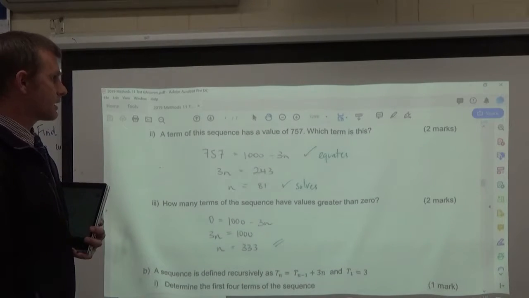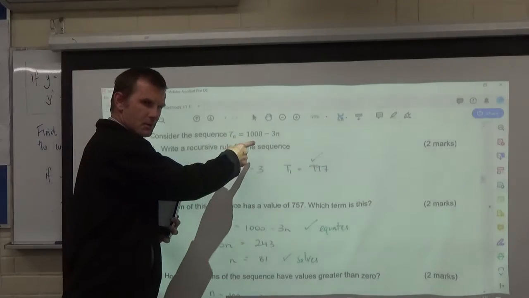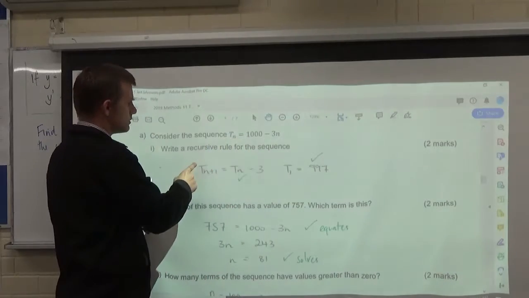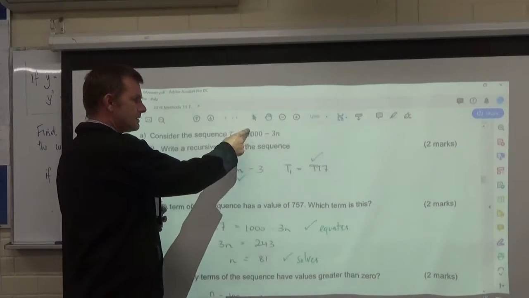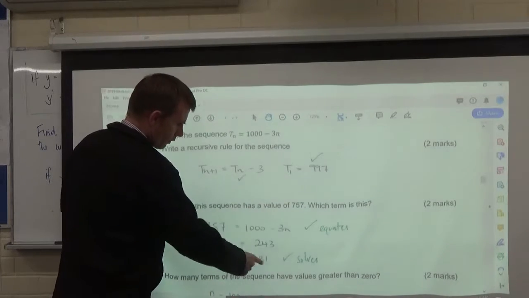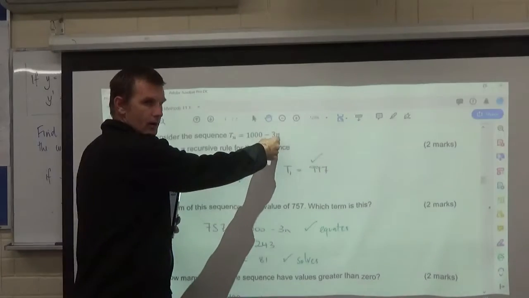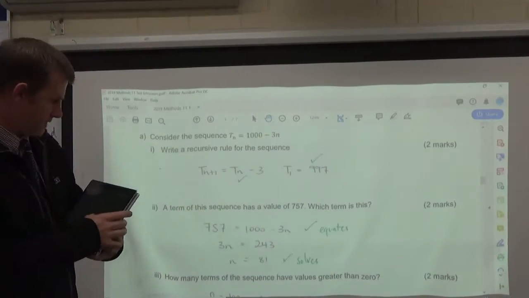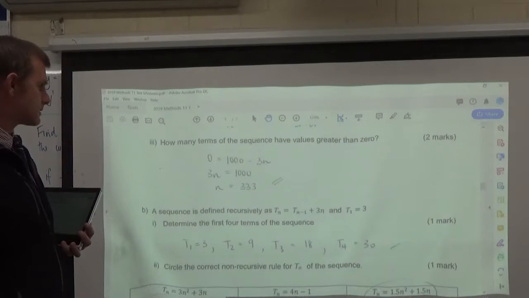A term of this sequence has a value of that. Well, you could use this one, but you'd be there for a while. You could use this one, but you'd be there for a while. Easier to use this one. Put the 757 in, work your way through to 81. If you want, check it back the other way. Put 81 in here and make sure you get back to 757. Easy.